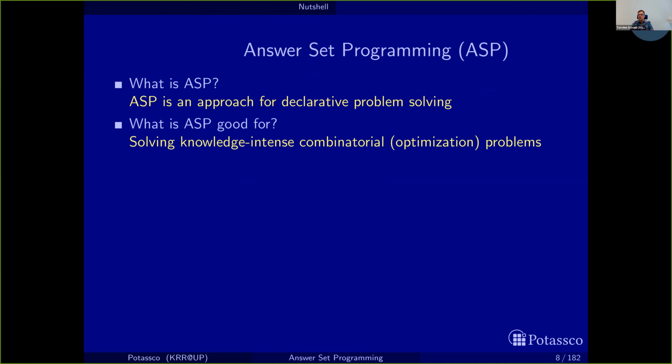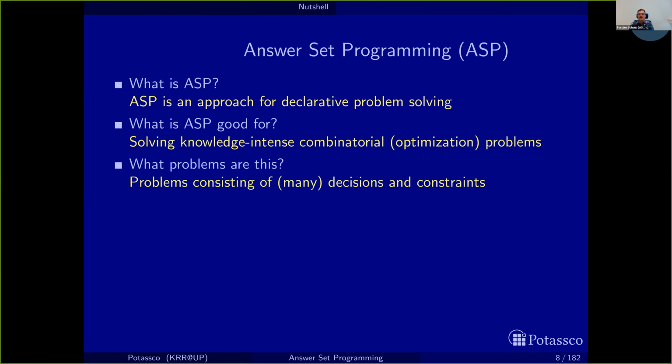Okay, so what is it good for? Well, as I mentioned before, it's good for solving combinatorial optimization problems. But what I think is the unique selling point, the particular thing about ASP, is that it's very good for solving knowledge-intense problems because it has this nice modeling language in which you can model in a very elegant way. We will see this later on.